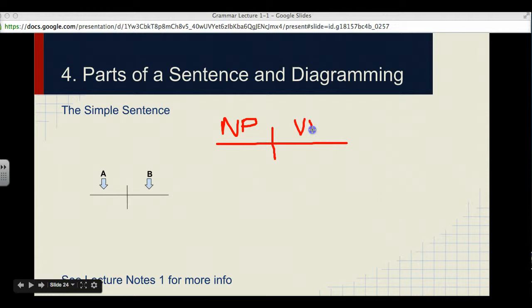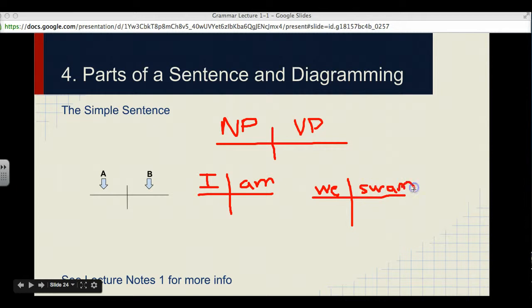from our verb phrase. So for example, if I were to start writing some example sentences, I'll start with the simplest thing being I am. Here we have a noun, or a pronoun in this case, being I, and a verb being am. We could also do some other really simple things like we swam, or he went.